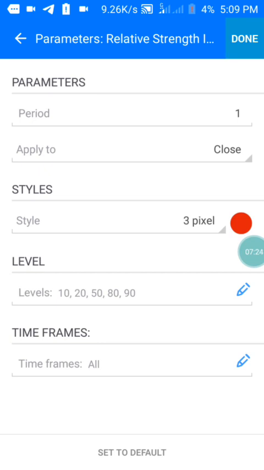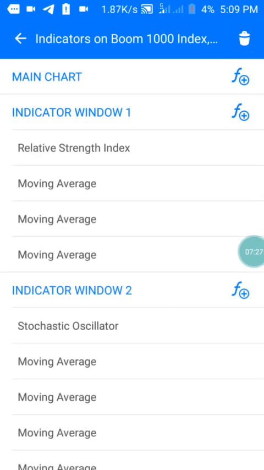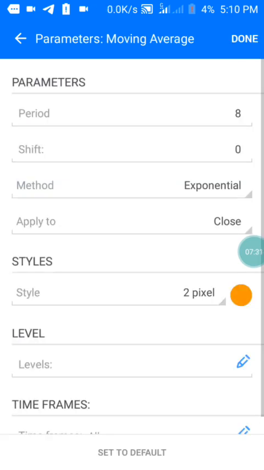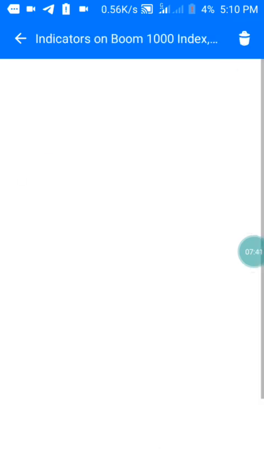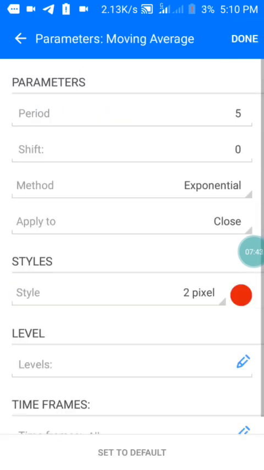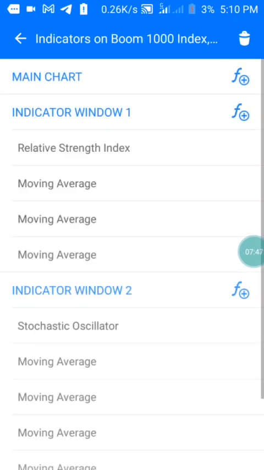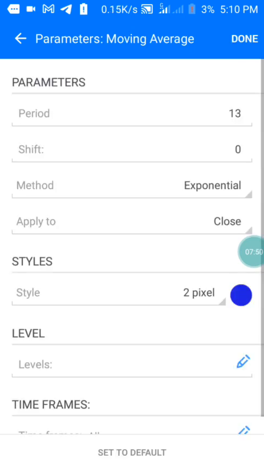After you set it up, press on done. Then moving to the window 1, I have my first moving average, which is the period of 8, shift of 0. So screenshot this particular aspect and set it up on your phone also, so that you can have the same chart on your phone. Press on done. Then move to the second moving average. We have the period of 5, same settings. Press on done. Then the third moving average, the period is 13, and the shift is 0. Then you have the same settings, then press on done.